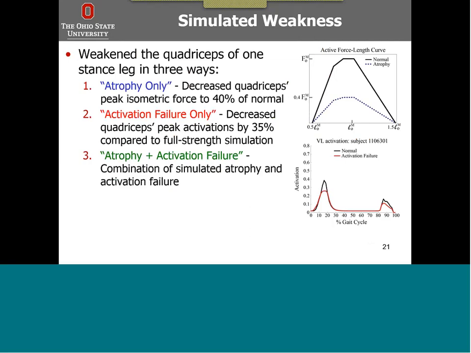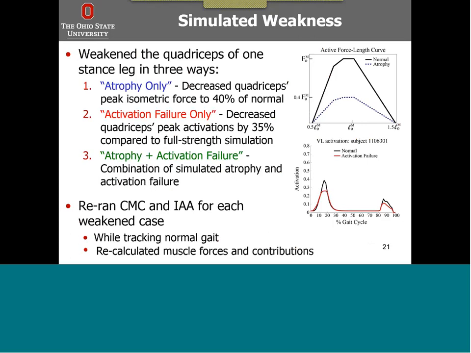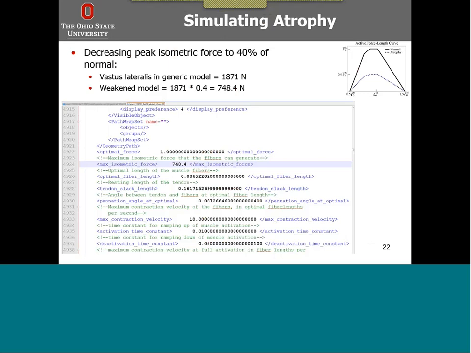And then finally, we simulated a combination of atrophy and activation failure. For each of these weakened cases, we reran the CMC and IAA algorithms while tracking normal gait kinematics and recalculated muscle forces and contributions to progression and support. So I'd now like to give some more details on how we actually did this in OpenSim.